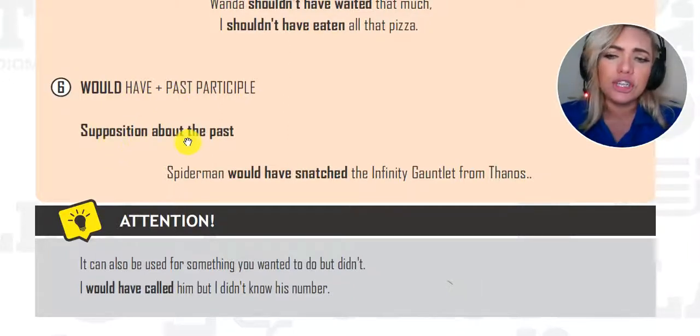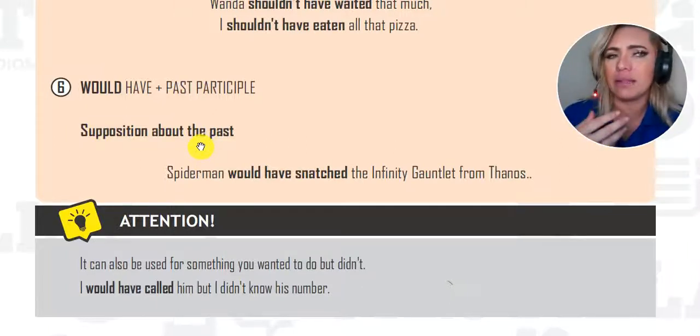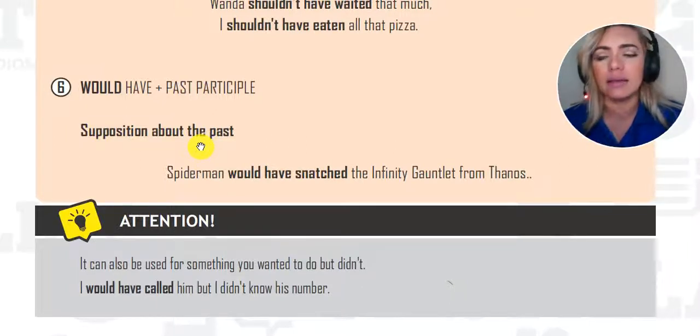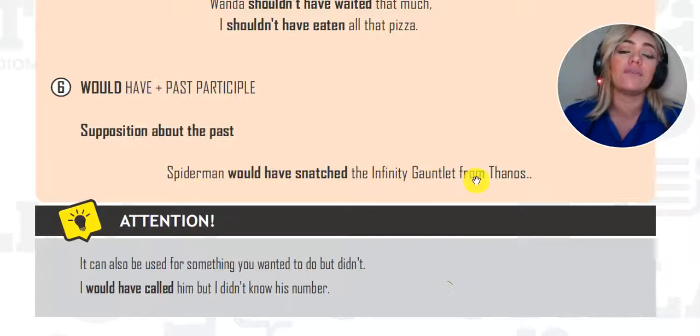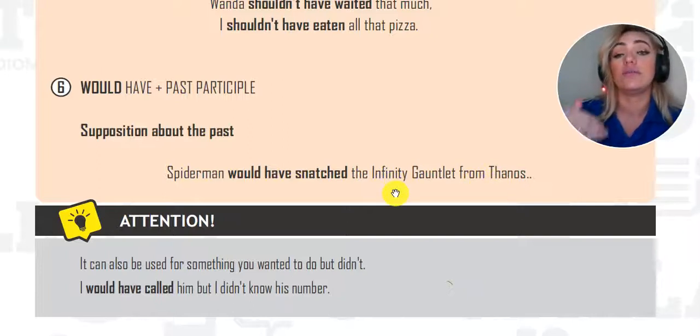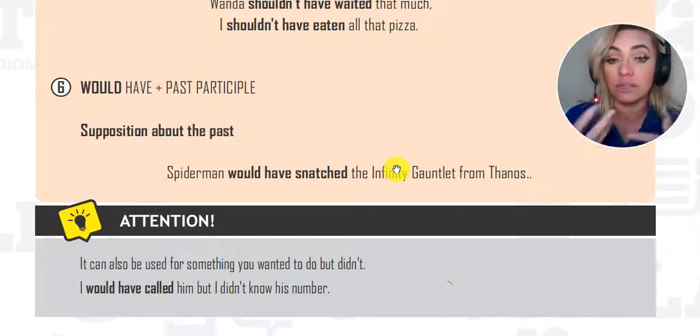6. Would have plus past participle. A supposition about the past. So you just guess, it didn't happen, but you think that it might have. Spider-Man would have snatched the Infinity Gauntlet from Thanos. So he should have snatched it, he didn't. Okay? It's just a supposition.